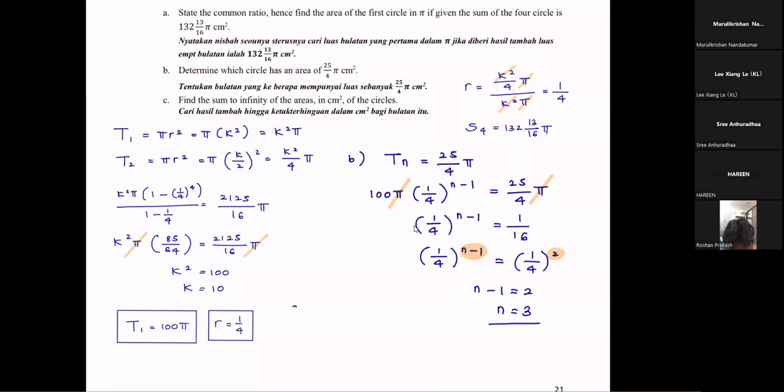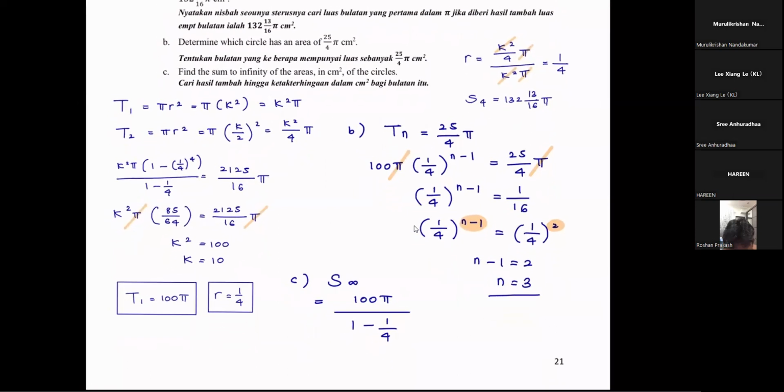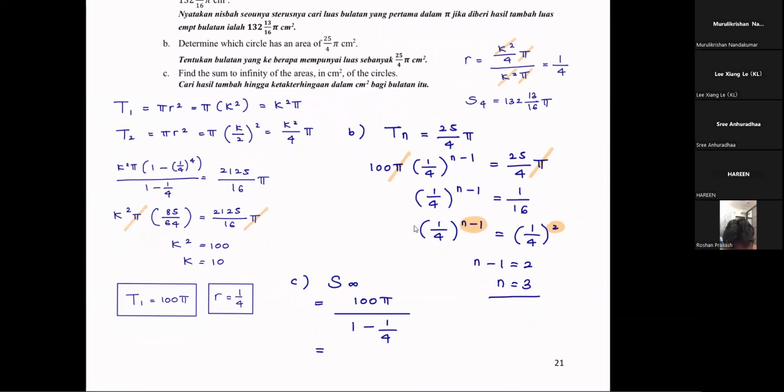Sum of infinity is A is 100 pi over 1 minus R. R is 1 over 4. So 100 divided by 1 minus 1 over 4. You're going to get 400 over 3 pi. Okay, settle. Okay.